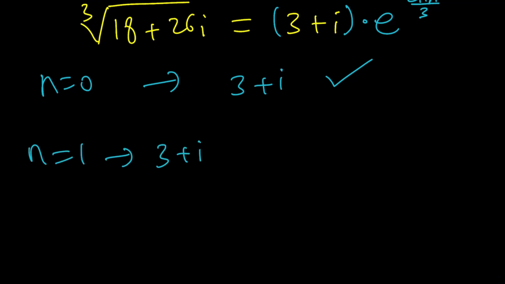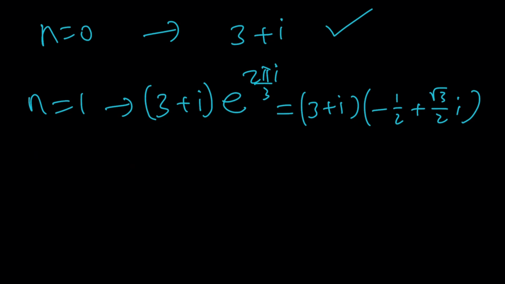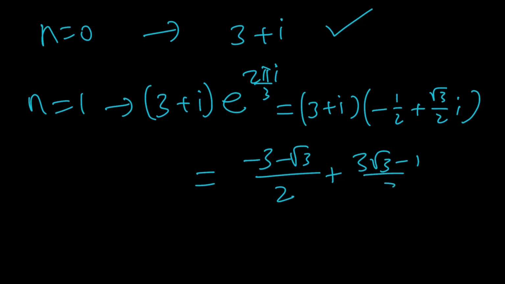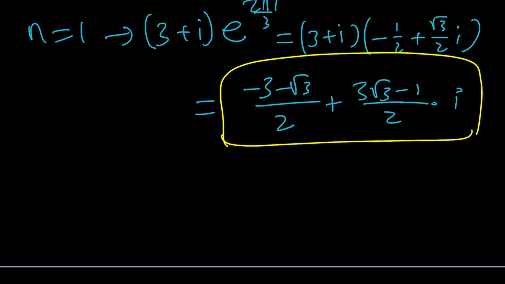3 plus i multiplied by e to the power 2 pi i over 3, which can be written as 3 plus i times cosine 2 pi over 3 plus i times sine 2 pi over 3, which is negative 1/2 plus root 3 over 2 i, the second quadrant, right? And if you simplify this, you're going to get something like this: negative 3 minus root 3 divided by 2 plus 3 root 3 minus 1 divided by 2 multiplied by i. This is what WolframAlpha does not produce, and I'm kind of disappointed, okay? Anyways, humans are better than AI still.